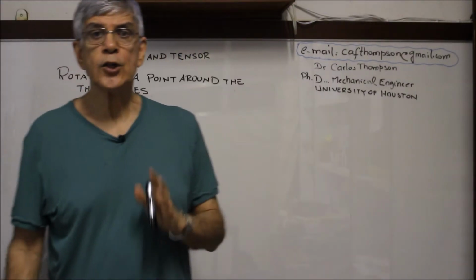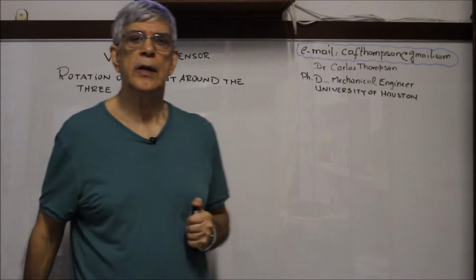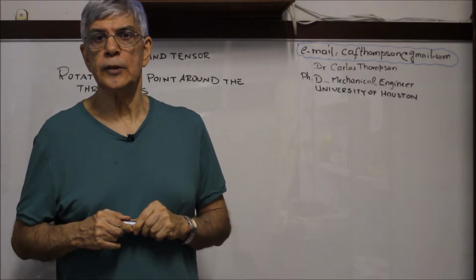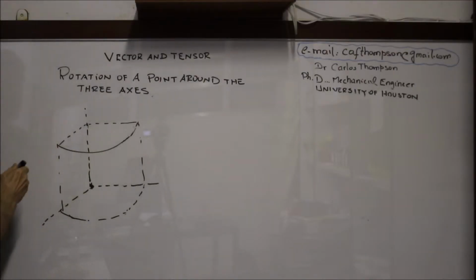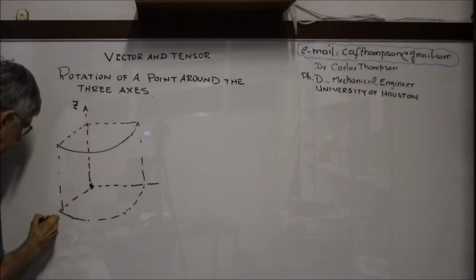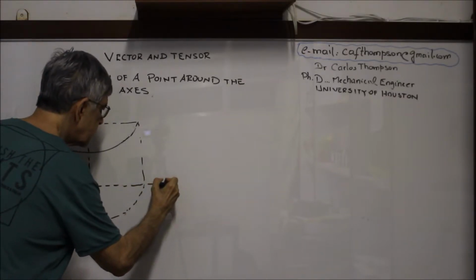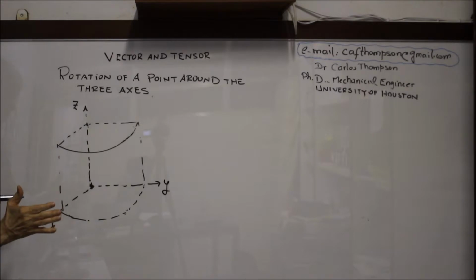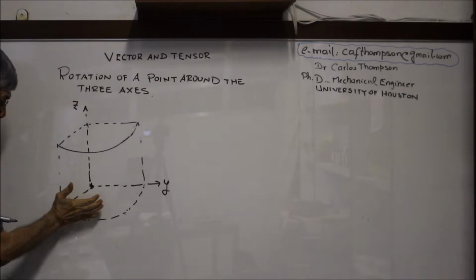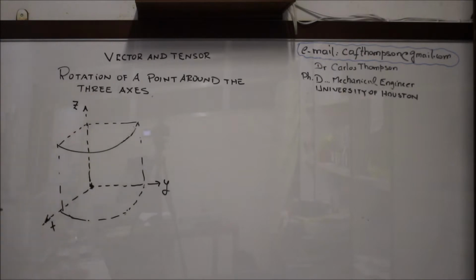Rotation of a point around the three axes, x, y, and z, is a very important topic in the area of computer graphics. First of all, let's consider the z axis. This is the x-axis and this is the y-axis. You see, the right hand rule, or counterclockwise. If you rotate from x to y, here's my z axis.